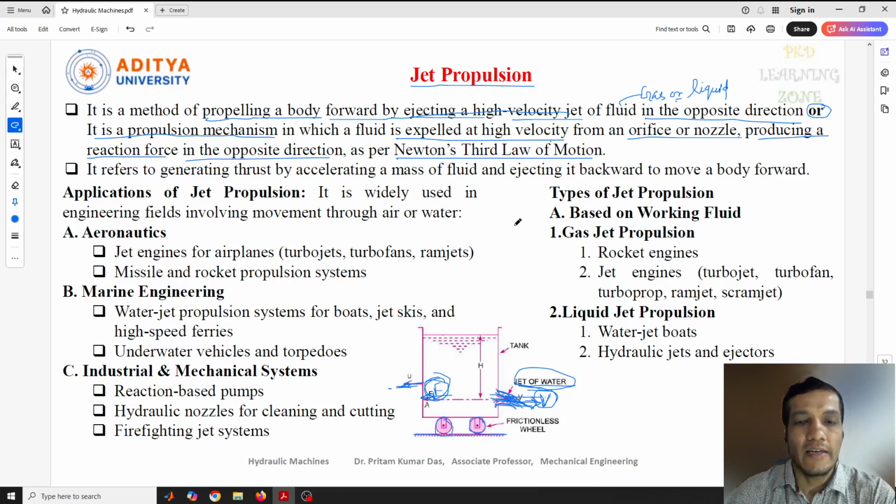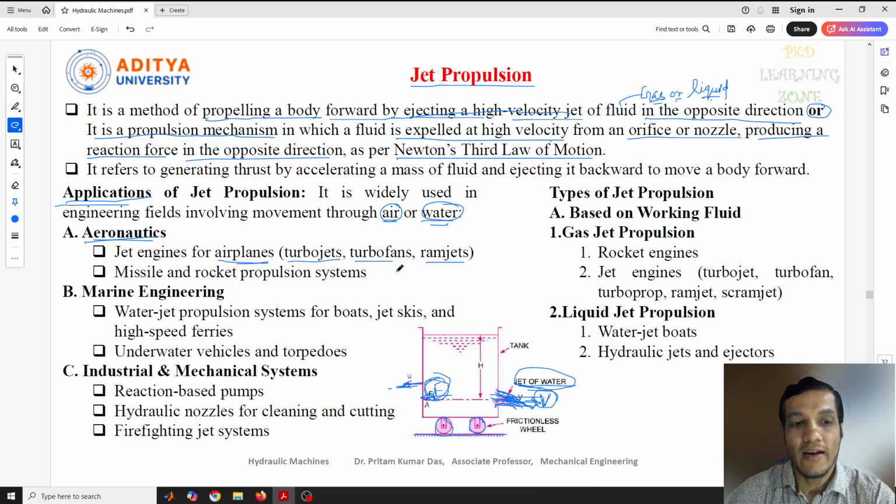Jet propulsion can be used in many areas, and there are many applications. Some applications I have taken here. Jet propulsion is used in many engineering fields, and the fluid may be a gas or a liquid, here air as a gas and water as a liquid. Basically in the aeronautical field, we can use this for jet engines for airplanes. There are different types of airplanes again, which may be turbojet, turbofan or ramjet.